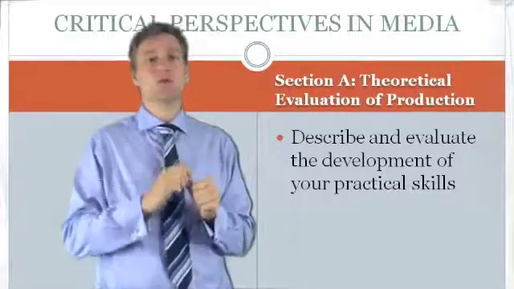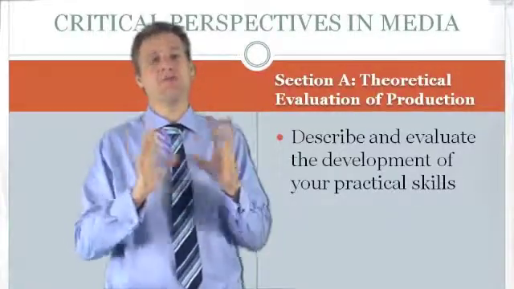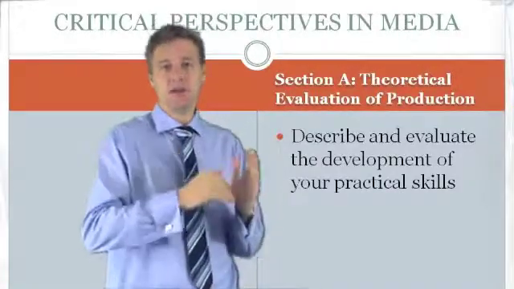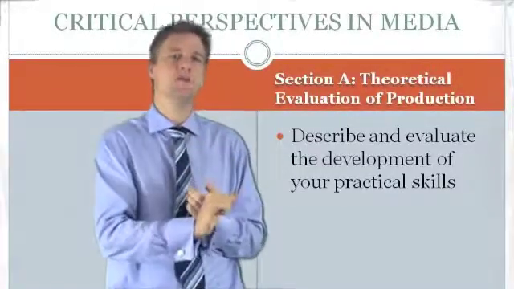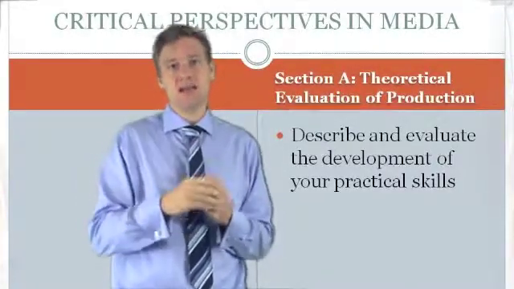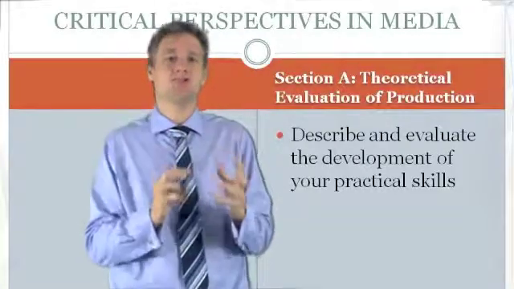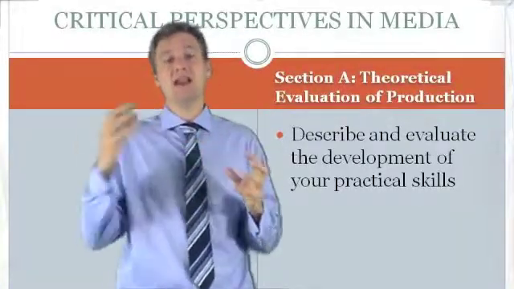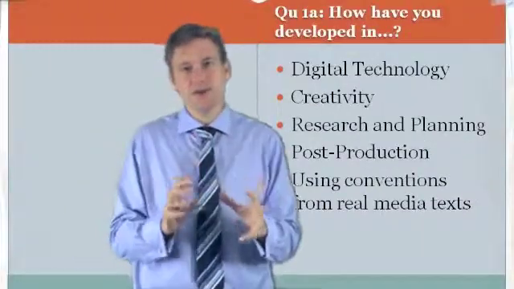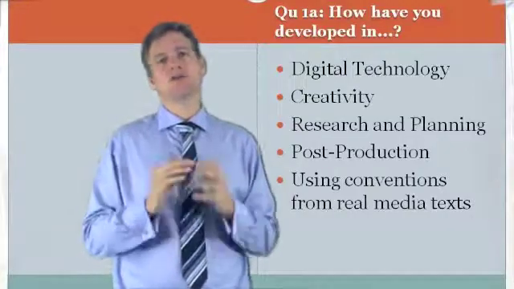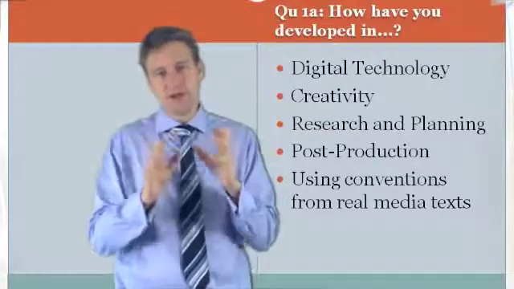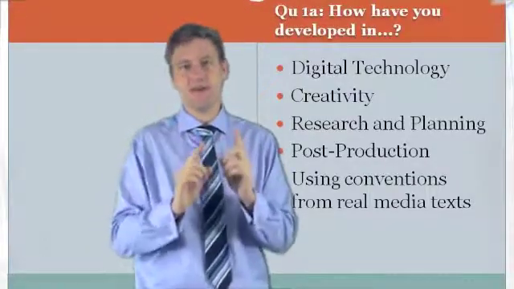Section A is quite unusual in that it asks you to reflect on and write about the practical production work that you've completed over the 2 years. So that's the production work that you've done at AS and also the production work that you've done in A2. So Section A is about describing and evaluating the development of your own personal practical skills. The actual question is going to be asking you along the lines of describing the way that your skills have developed in 5 areas.